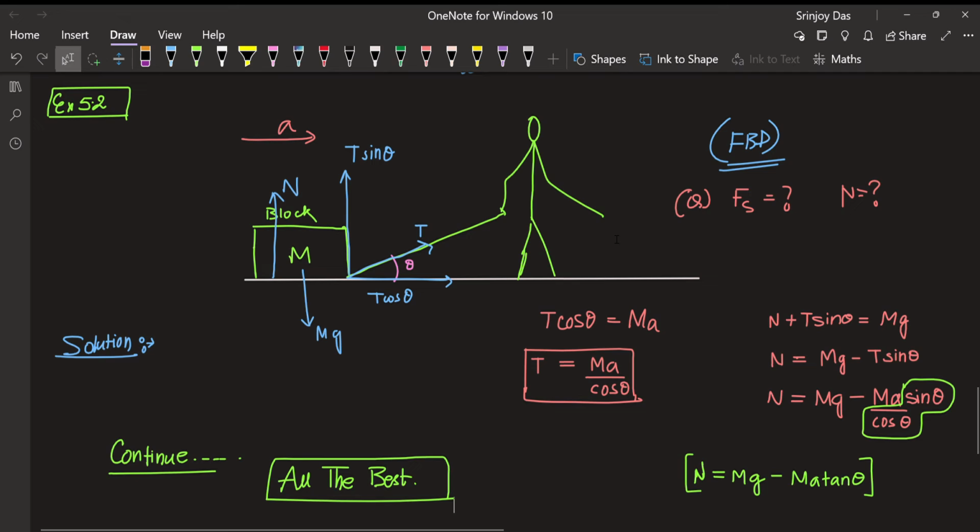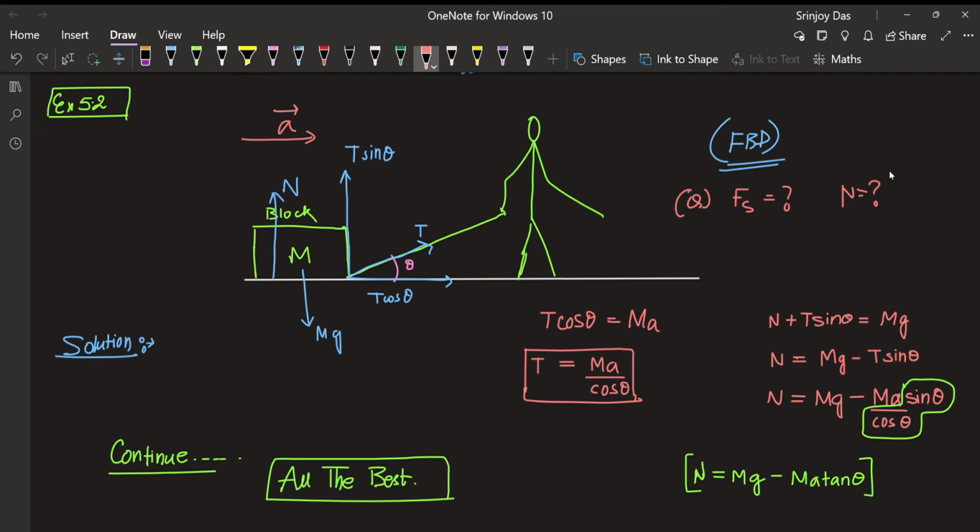तो प्लीज ड्रॉ द फ्री बॉडी डायग्राम. तो एग्जाम्पल 52 मैंने लिया है कि पेज 67 में एक मैन है. A man is there who is pulling a block of mass m with a string. Okay, and the block is moving in the direction of the movement of the man with the acceleration a, and the question is asked for the force of the string, means the tension force, and the normal.